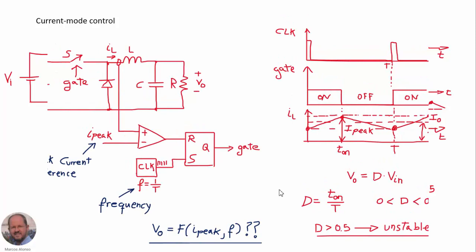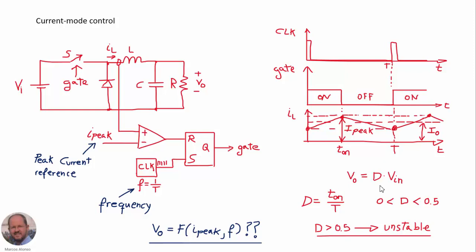Note that here we are talking about duty cycle. This is the output voltage that we obtain using this expression here, depending on the value of the duty cycle. But actually, the duty cycle is not a parameter that we can control directly in current mode control. In reality, what we have here in our control circuit is an input for the peak current reference, the peak value of the current through the inductor, and another parameter that we have here is the switching frequency. So we can play with these two parameters. The converter is going to operate and is going to generate the corresponding duty cycle.